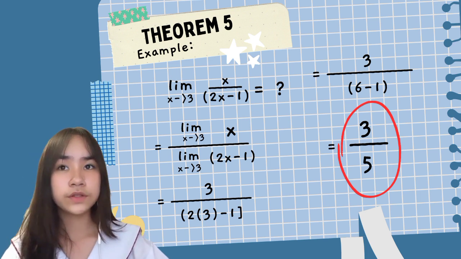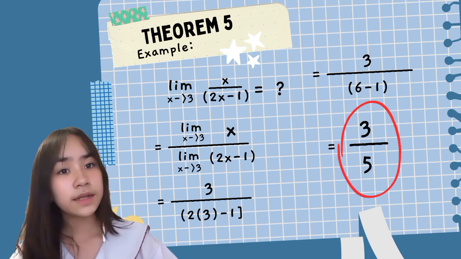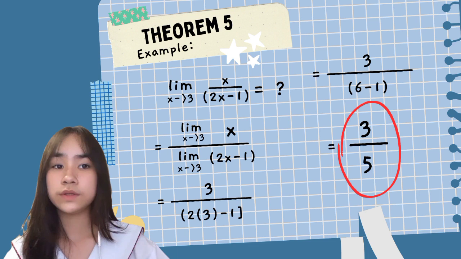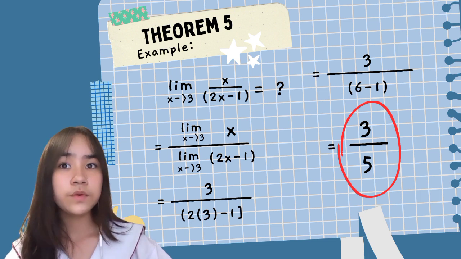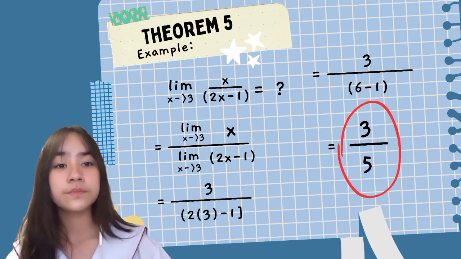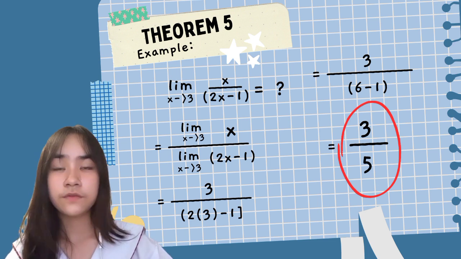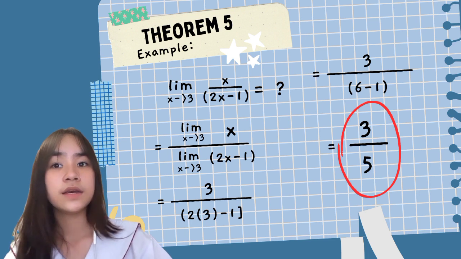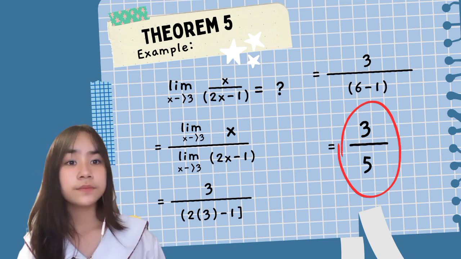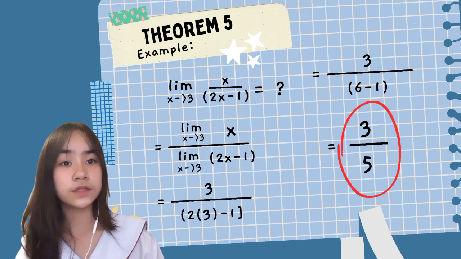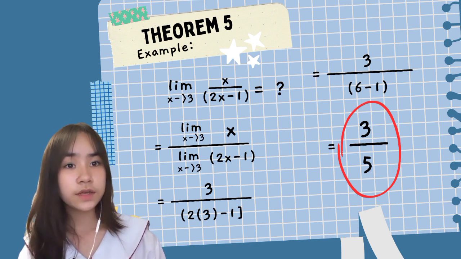So here we have our first term, the limit of x. We will use once again theorem number 2, so we will substitute the value. So this will turn out as 3. Next, for our second term, we have the limit of the quantity 2x minus 1. What we will do is substitute the values again. So this will turn out as the quantity 2 multiplied by 3 minus 1. Then 2 times 3 is equal to 6, minus 1 is 5. So our final answer is 3 over 5. Now we're done with theorems 4 and 5. Just remember: first separate, then solve, and that's it.